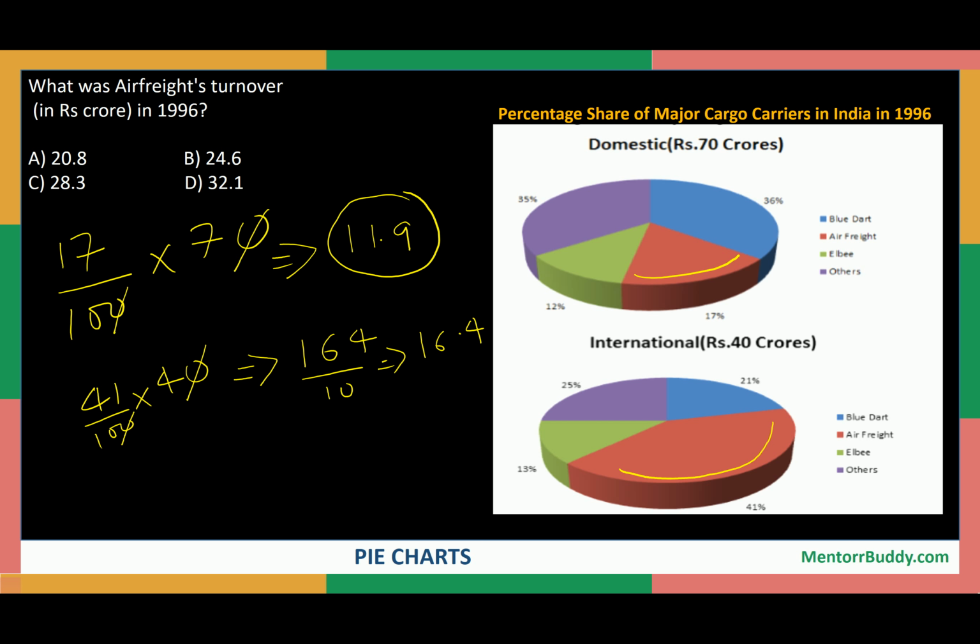We have these two values and we just need to add them up. Adding, we get 9 and 4 is 13, 3 carry 1, then 2 and 6 is 8, and 1 and 1 is 2. So we get 28.3 as the turnover of air freight, which is option C. So C is the correct option. This is one way of solving the question, the traditional way. It is also easy: you find 17% of domestic plus 41% of international, and just add them up.